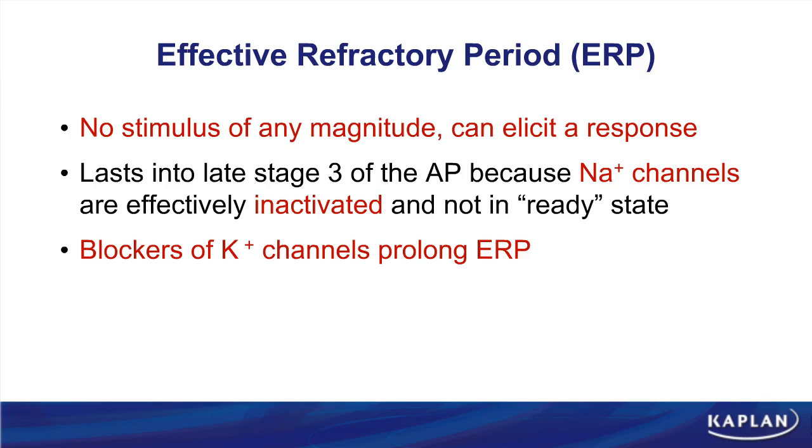Next, we want to consider the refractory periods. We have the effective refractory period and the relative refractory period. The effective refractory period is sometimes referred to as the absolute refractory period, where no stimulus of any magnitude can elicit a response. And the reason why you cannot get a response when the cells are in the ERP is because sodium channels are in their inactivated state. They stay in the inactivated state until late stage 3, and that's where we start to see the transition from the effective to the relative refractory period.